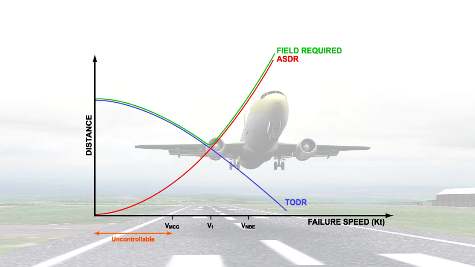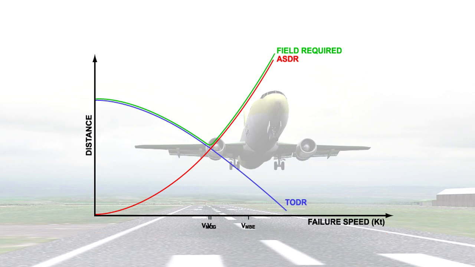The rule also states that V1 must not be greater than VMBE. Again, this makes sense because at V1 the aeroplane must be able to stop or continue the takeoff. But above VMBE, it's impossible to bring the aeroplane safely to a stop.